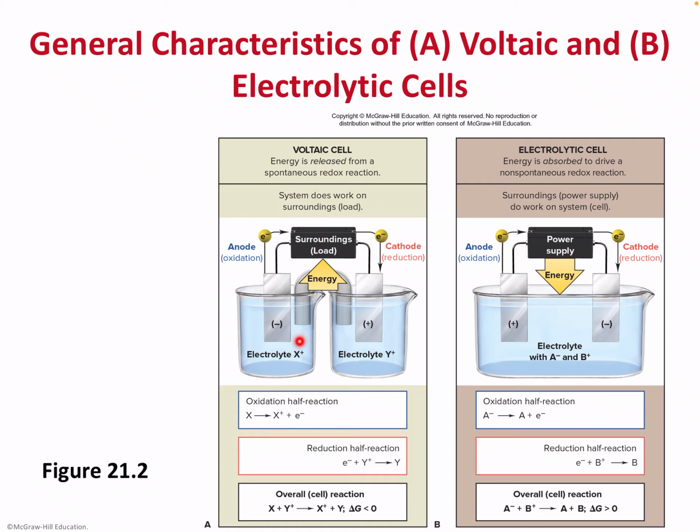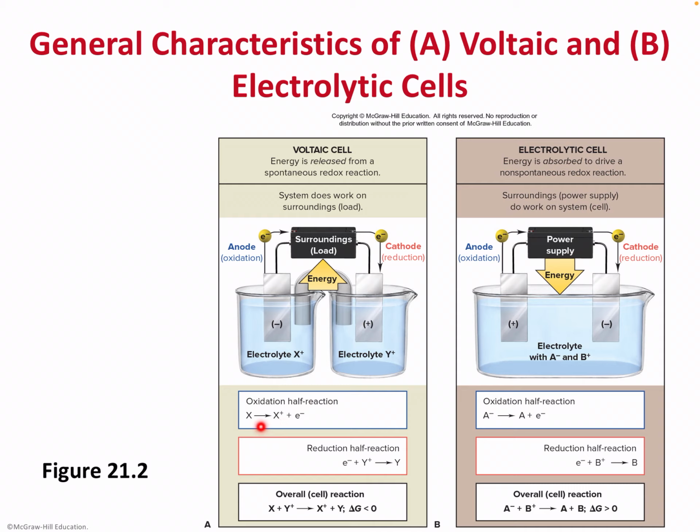The system does the work. So here you have two solutions containing electrolytes, and also you have the anode and the cathode. Anode is where the oxidation takes place. Cathode is where the reduction takes place. And this is the surroundings. They are connected, so the electrons flow from where the oxidation happens to the reduction electrode. Oxidation is releasing electrons, so those electrons are going to go through and come to the cathode where the reduction takes place.